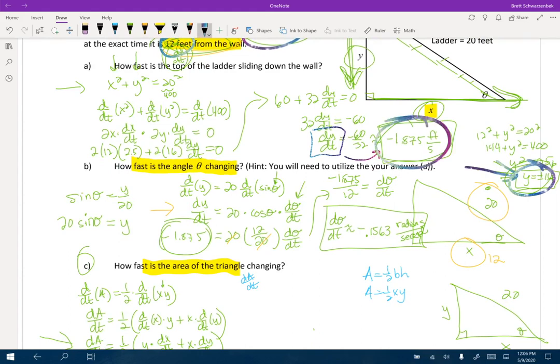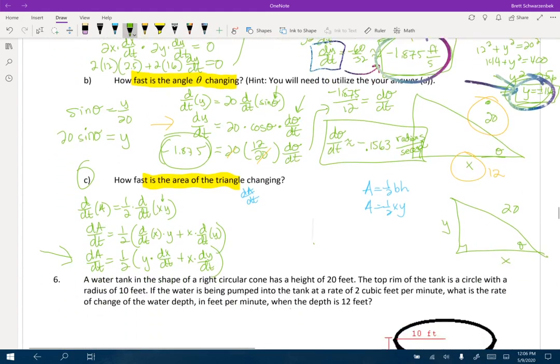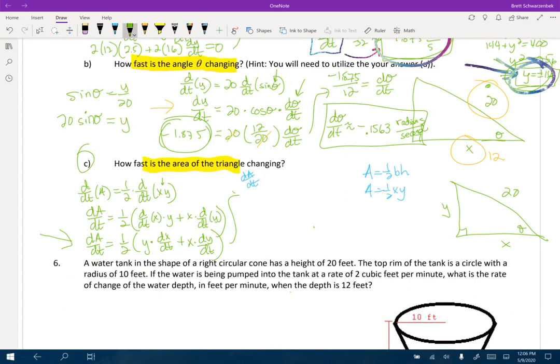So all we're going to do is plug all of those numbers into our equation. We're going to get dA/dt, which is what we're trying to find, is equal to 1/2. We have our y, which is going to be our 16. We have 2.5, which is our rate of change of x.